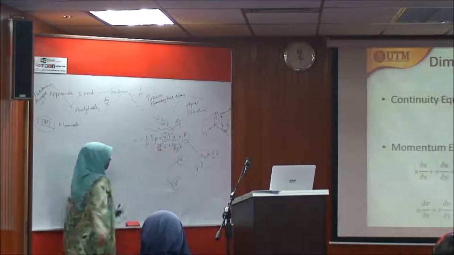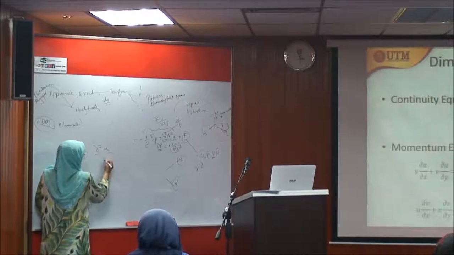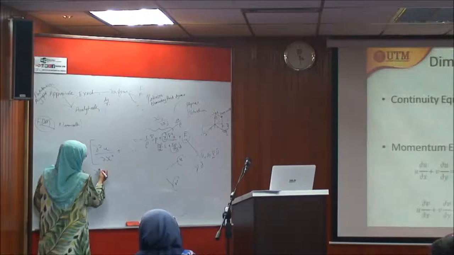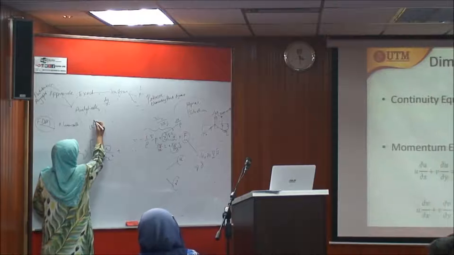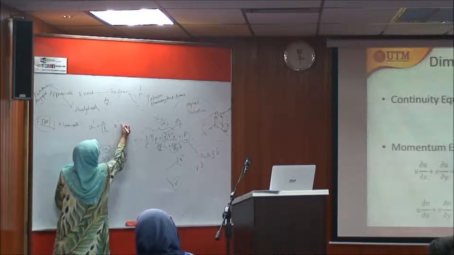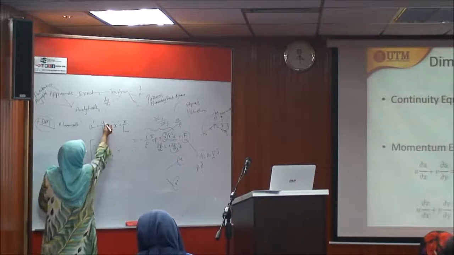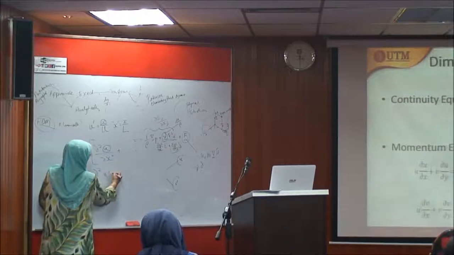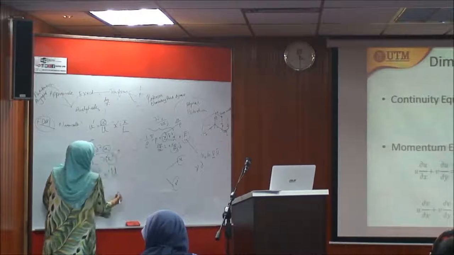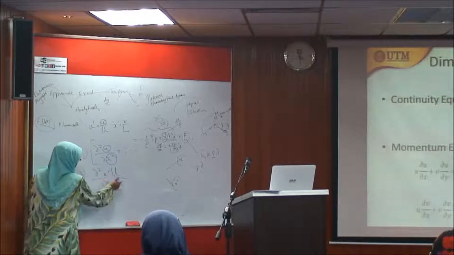Look here, you see the Reynolds number comes into this term. For example, we have mu del squared, mu del x squared. But don't bother about the mu. So this is del squared. What is U? U prime is equal to u over U, and x prime is equal to x over L. So we just put it inside there. So u equals u prime times U, and del x squared is just x prime squared times L squared.